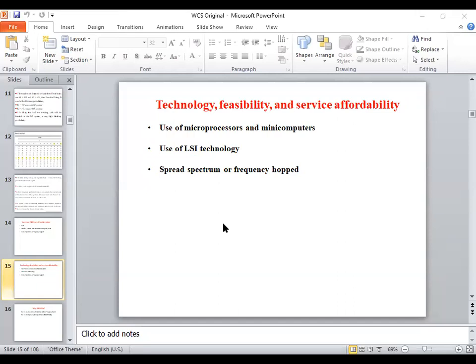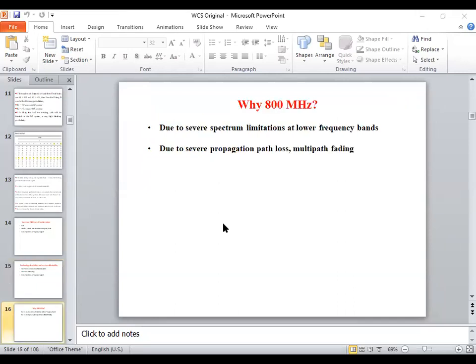Next topic is why the 800 megahertz band is used for communication. There are many points. If we use a low frequency band, we have to deal with spectrum limitation. And if we go for higher frequency bands above 800 megahertz, then we have to deal with severe problems due to propagation path loss and multipath fading.